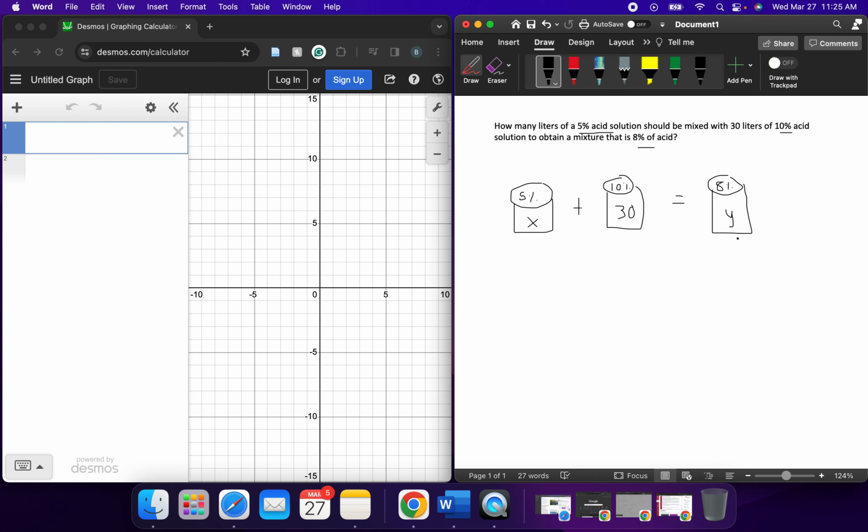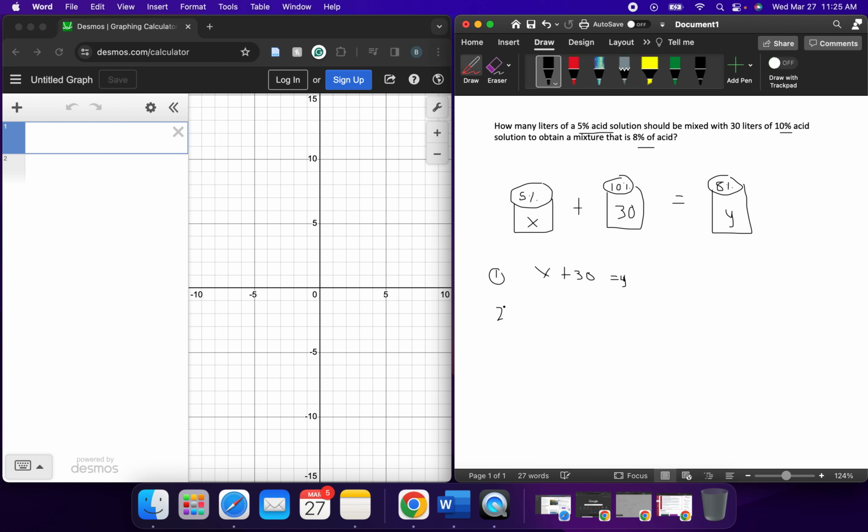So now that we have our containers filled in, we can create our equations. So the first equation is just going to be what is inside our boxes here. So this is our amounts of the liters. So that's going to be X plus 30 equals Y. So you can see what I did is I took what's right inside our containers, this X plus 30 equals Y. So that's our first equation.